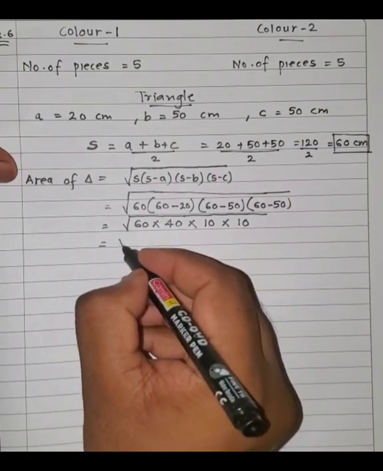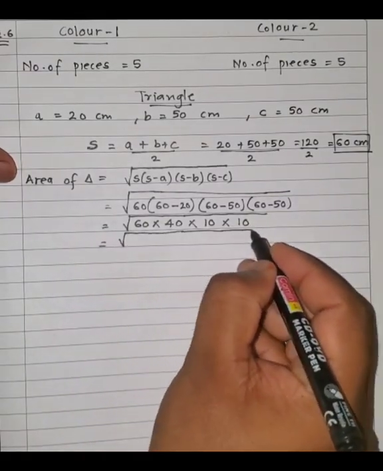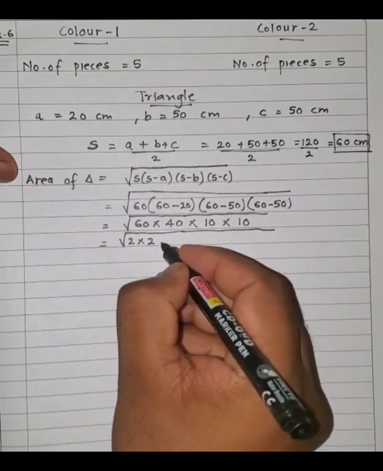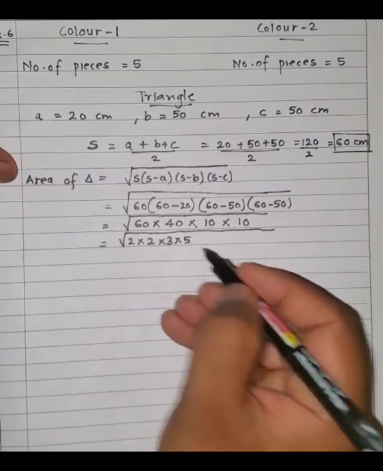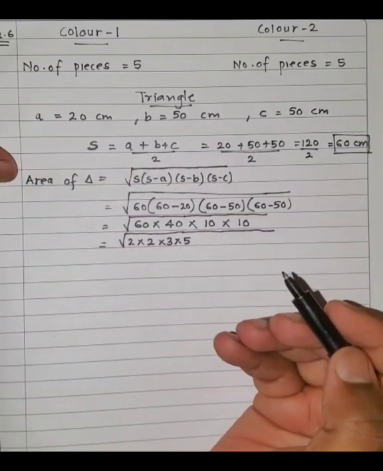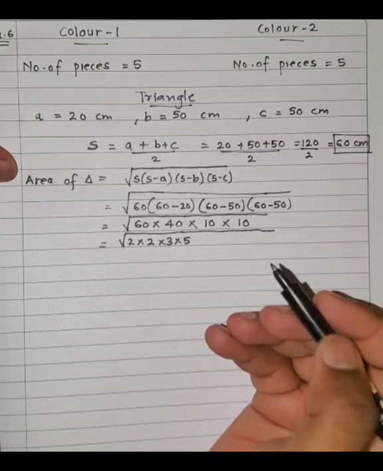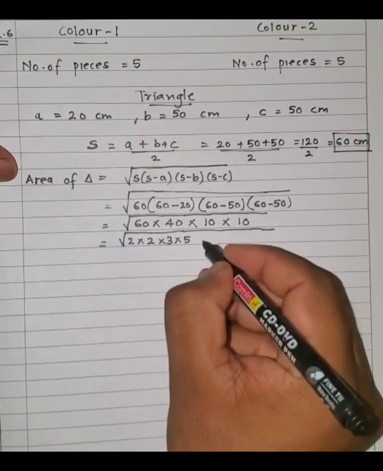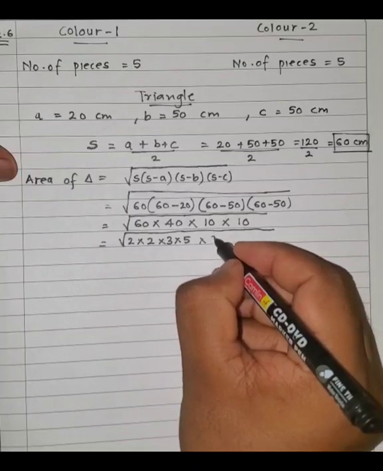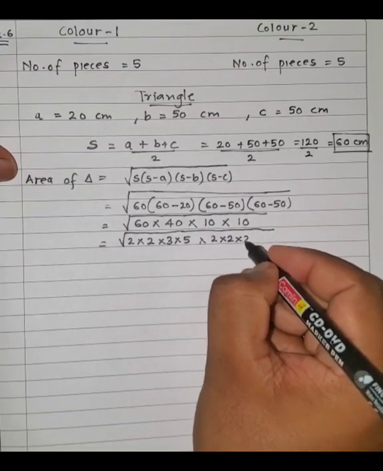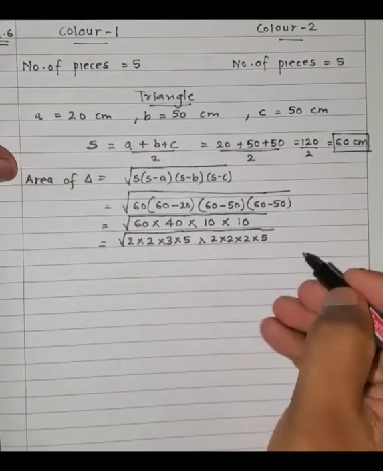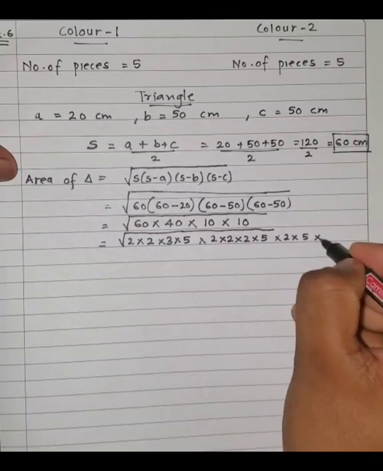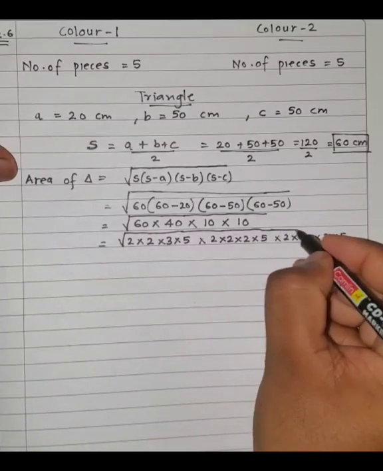The next step is prime factorization of these numbers. So 60 can be written as 2 2s are 4, 4 3s are 12, 12 5s are 60. I say it again, my dear students, I prefer you do the prime factorization on the rough sheet and then write it over here. So 60 is written as 2 into 2 into 3 into 5. 40 can be written as 2 2s are 4, 4 2s are 8, 8 5s are 40. These are all prime numbers. Now I've got 2 10s remaining. So the first 10 is written as 2 into 5. The next 10 is also written as 2 into 5.